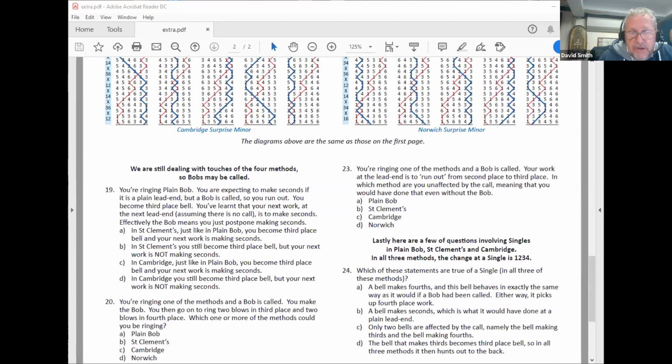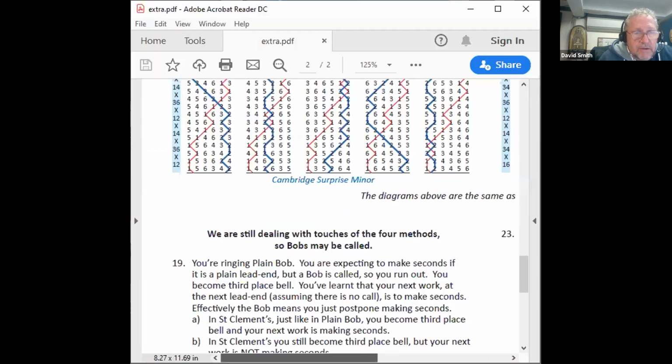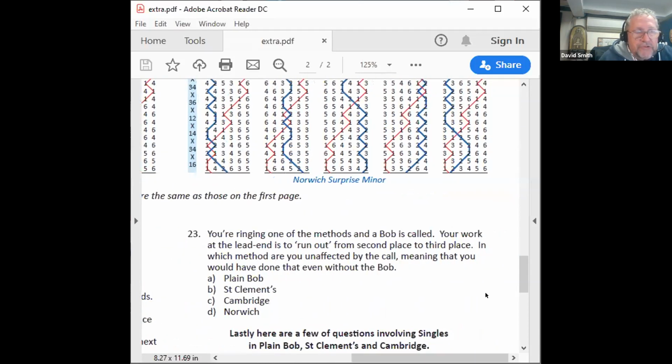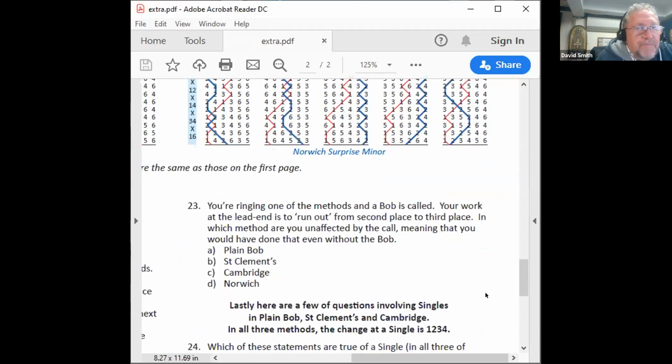And that brings us on to question 23, which is again, same question as before. You're ringing one of the methods and a bob is called. Your work at the lead end is to run out from seconds place to thirds place, as we just discussed. In which method, we've just answered this, are you unaffected by the call, meaning that you would have run out from 2 to 3, even if there hadn't been a bob?